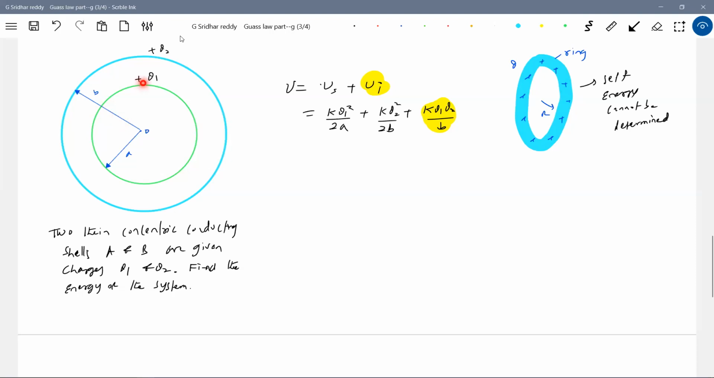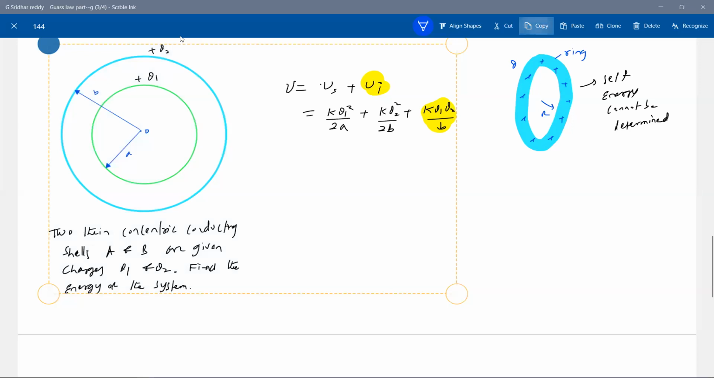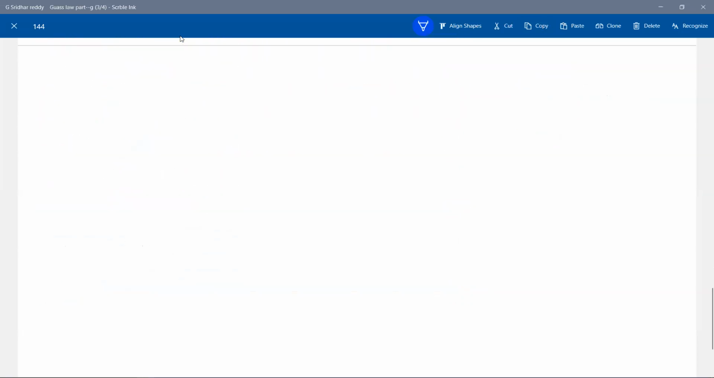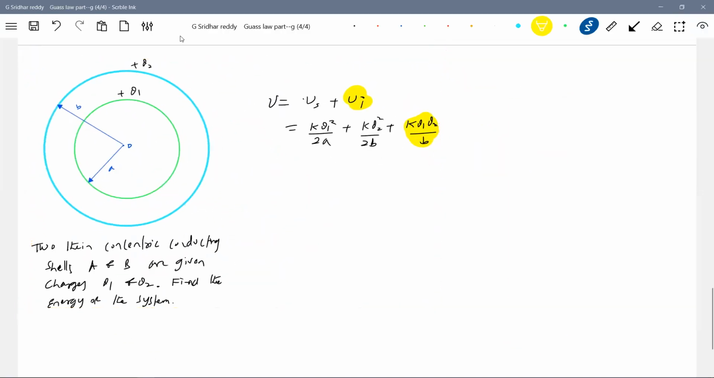Sir, if this is negative, what are you going to do? Let me make this one negative. Then we'll see if any changes will come. I'm going to make it negative. I've given charges minus Q1 and plus Q2.